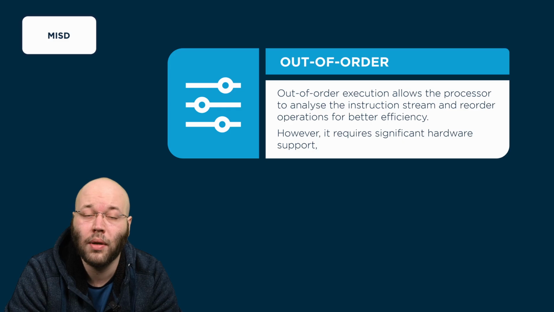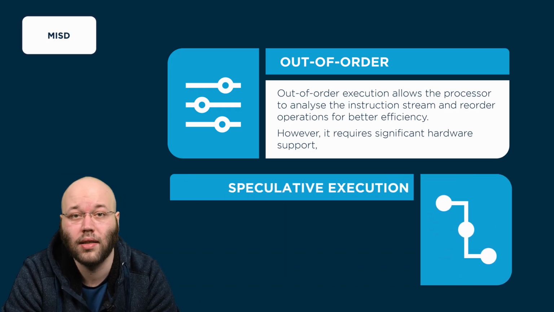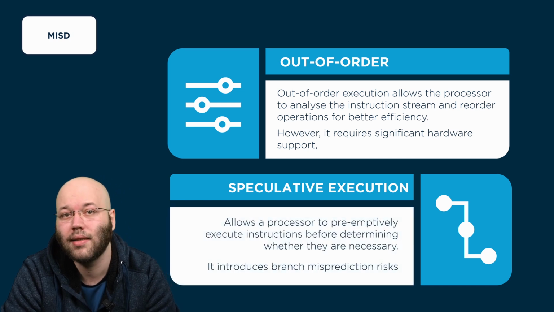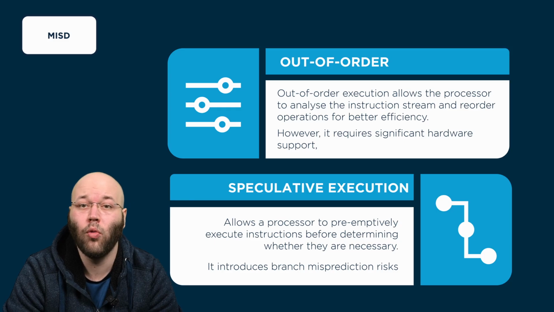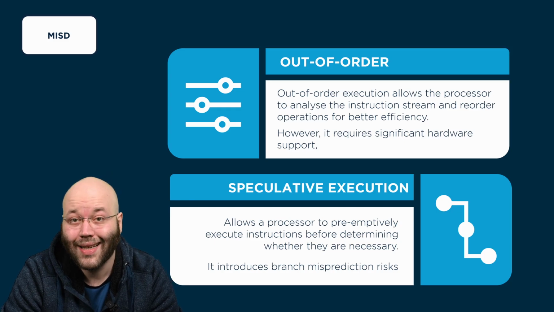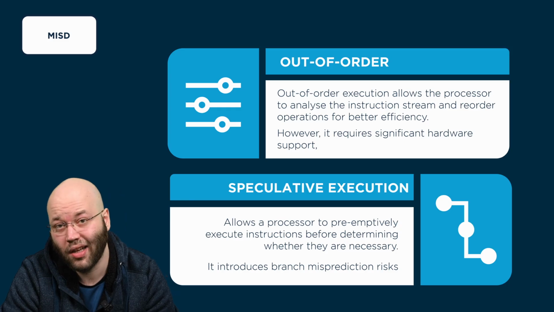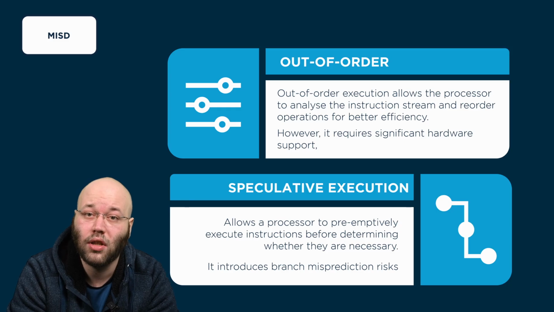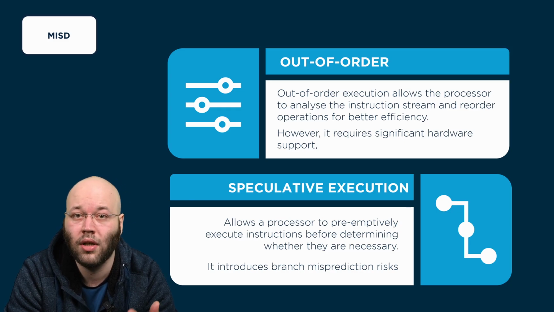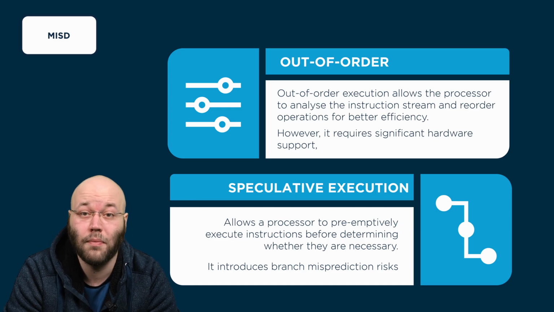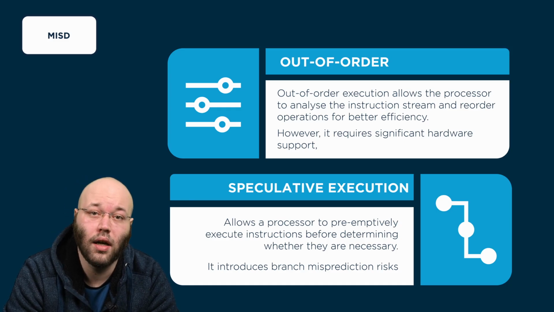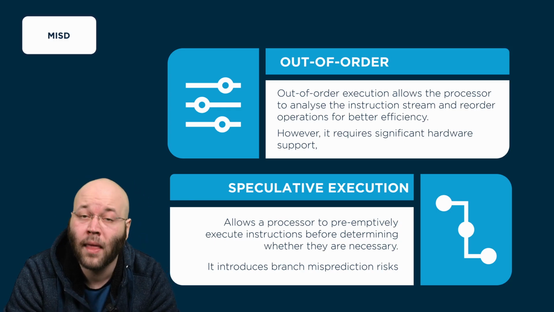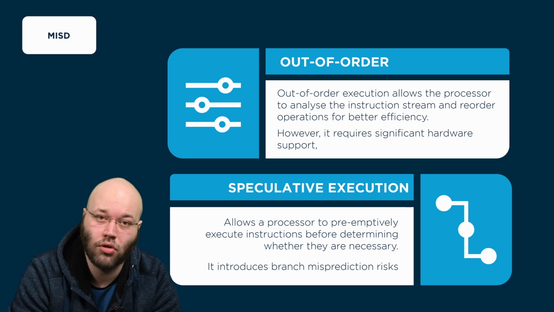Another pipeline optimization technique was speculative execution. Speculative execution allows a processor to preemptively execute instructions before determining whether they are necessary. One key example is branching. In traditional execution, encountering an if statement disrupts the pipeline as the processor cannot determine the next instruction until the if condition is evaluated. However, with speculative execution, the processor guesses the likely outcome, decodes and fetches the next instruction in advance, and only commits the result if the prediction is correct.